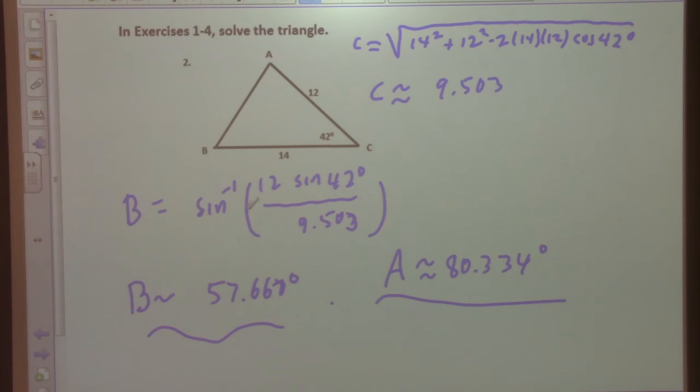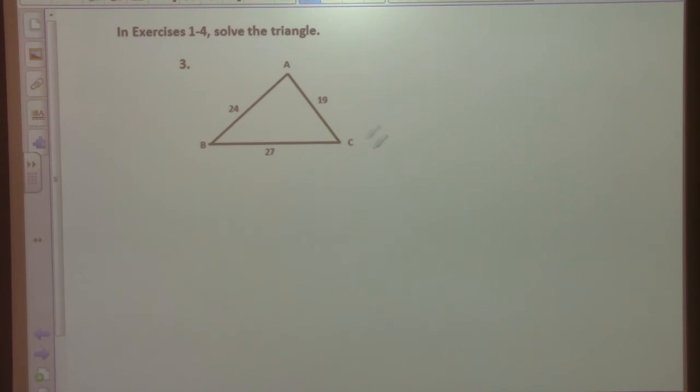Here's what happens for 3. What you have is a side application. What I like to do for these is to solve for the biggest angle first, if I can, using the law of cosines. The biggest one is this angle here, so I can change this to C, and this will be little c, and this will be big A, and this will be little a.